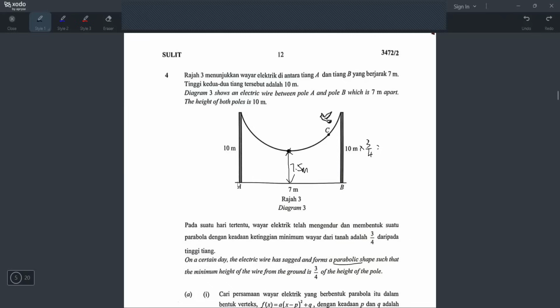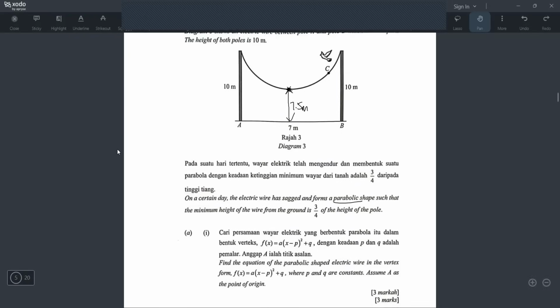Unless A is the origin. If A is the origin, then only we can assume like that, right? Okay, let's not assume first. Let's just label like this and then keep reading first. Let's see what they want. Okay, let's scroll down a bit and see what they want.